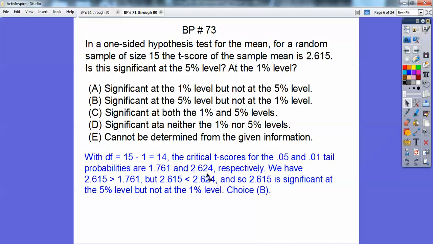So they gave us the 2.615, and since it's greater than 1.761 but less than the other one, it is significant at the 5% level, but it's not significant at the 1% level, okay? Because it's more extreme than the 5% t-score, but it's not more extreme than the 1% t-score.